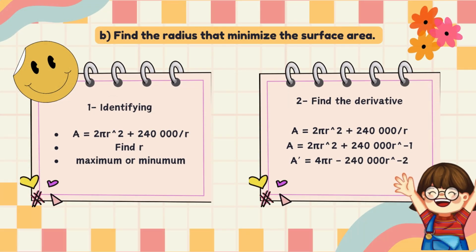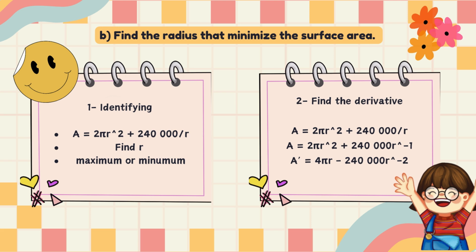Move to question B. Find the radius that minimizes the surface area. Step 1 is identifying, same as question A. We need to read the question back and list what we got. The information that we got is the area equals 2 pi r squared plus 240,000 over r. Then, we need to find the r value and conclude whether this is the minimum or maximum.